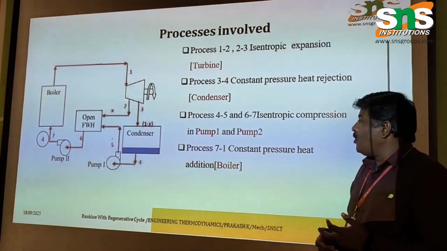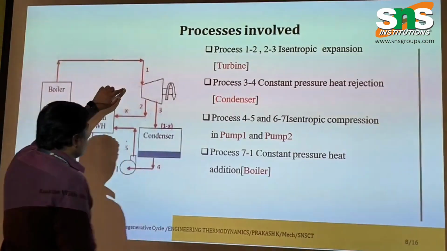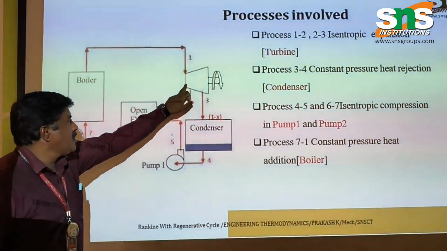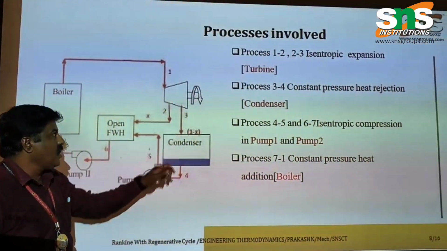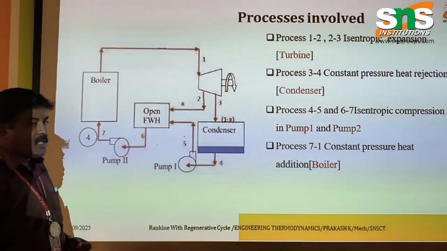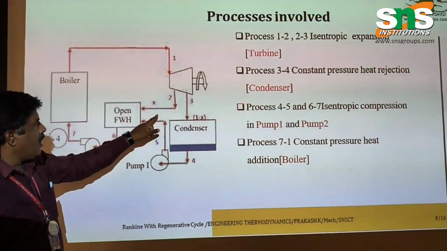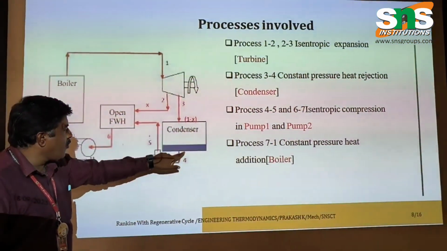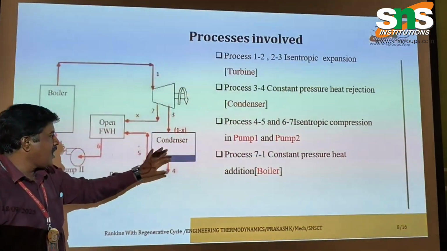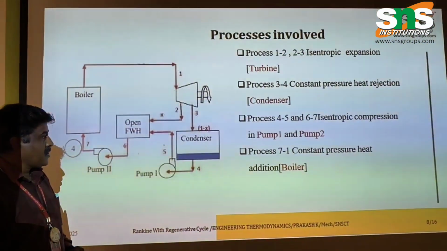Coming to 1 to 2, this is taken as the turbine. In 1 to 2, isentropic expansion takes place. And then 3 to 4, heat is ejected, so it takes place in the condenser. This takes place at constant pressure.